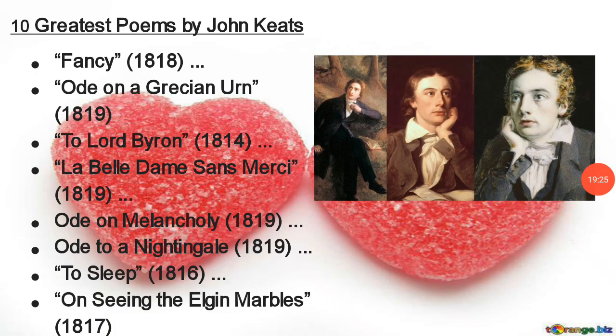So let's see another thing, the 10 greatest poems by John Keats. Some of the notable works are Fancy 1818, Ode on a Grecian Urn 1819, The Eve of St. Agnes, La Belle Dame sans Merci 1819, Ode on Melancholy 1819, Ode to a Nightingale 1819, To Sleep 1816, On Seeing the Elgin Marbles 1817. These are the notable poems of John Keats.